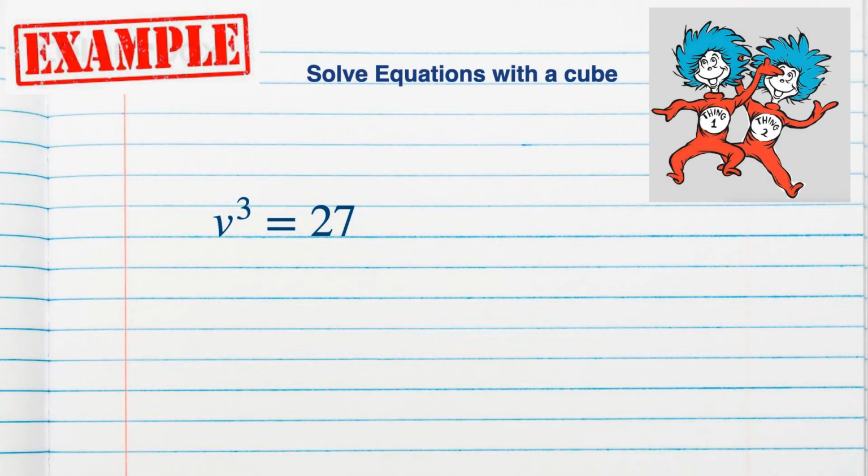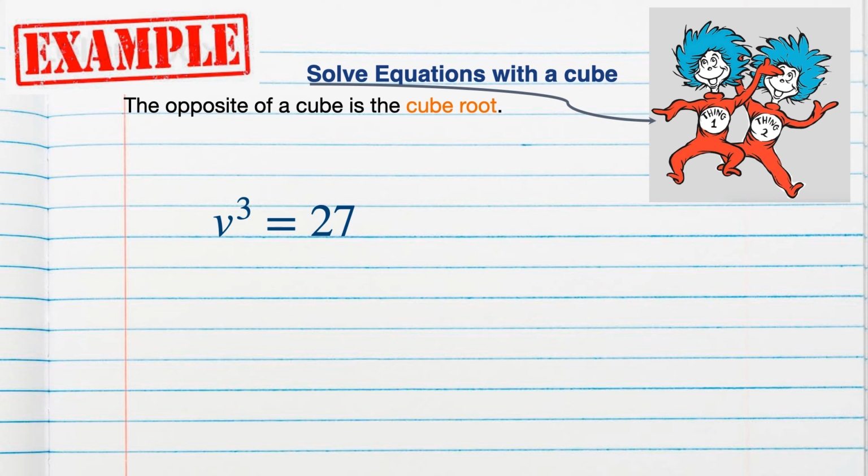Now we're going to look at an example of solving equations with a cube. So here we have v to the power of 3. Now remember, anytime we're saying solve equations, we're thinking like thing 1 and thing 2. And what would they do? Yep, they will do the opposite. So what is the opposite of a cube? Did you say that the opposite of a cube is a cube root? That is correct. Now what is a cube root?